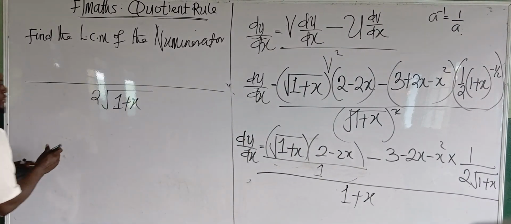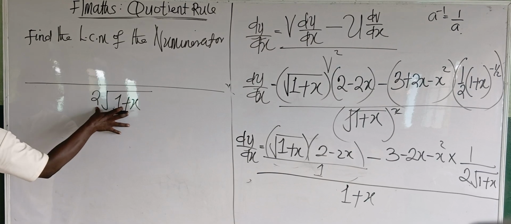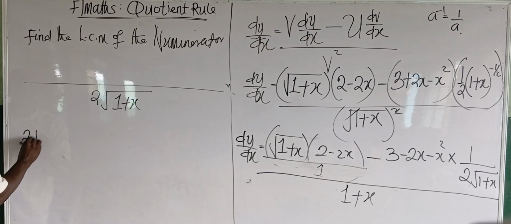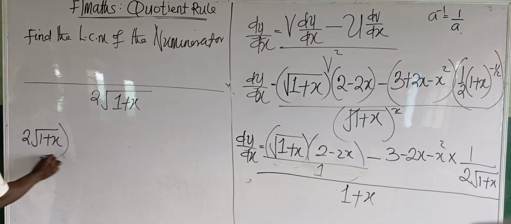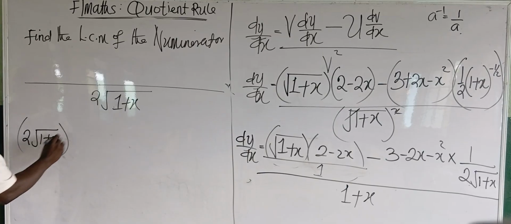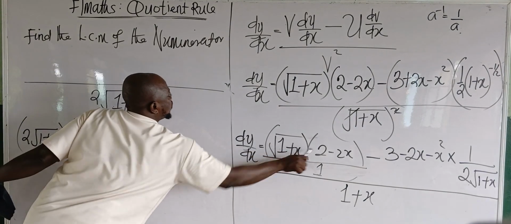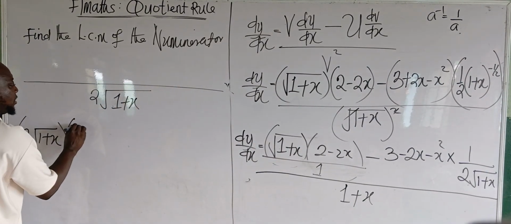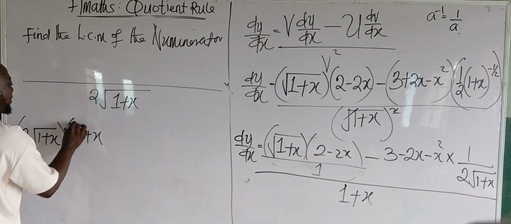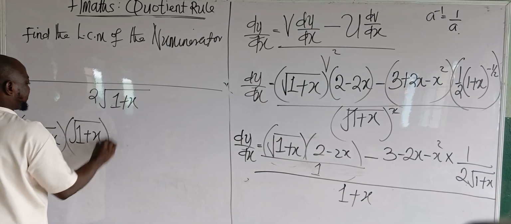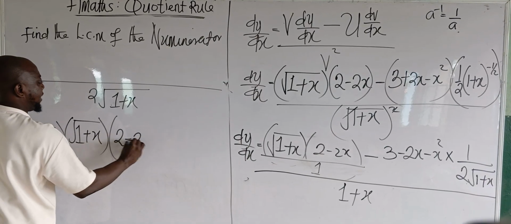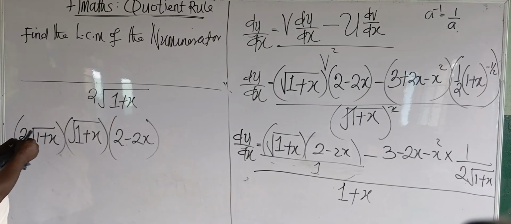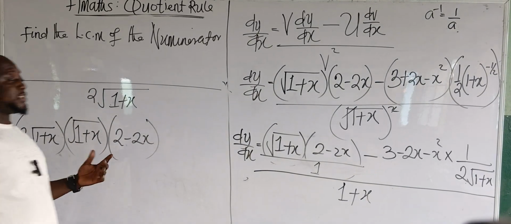So let's take it here. This one times the other value. So I'm going to write it like this: 1 plus x here. Then repeat these 2. So I have 1 plus x here, and then I have 2 minus 2x here. This is it.